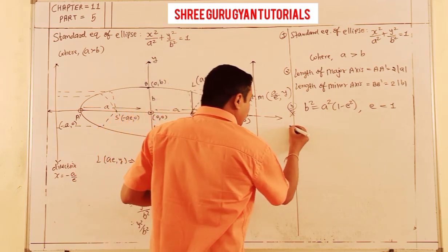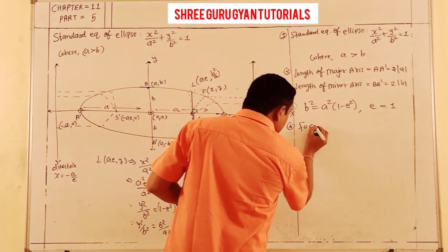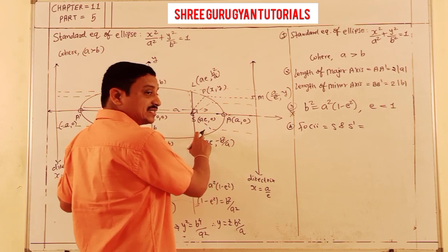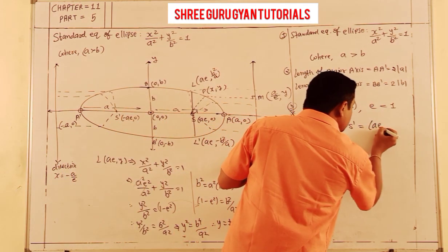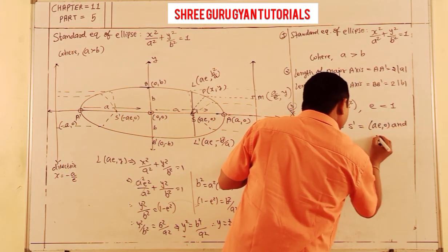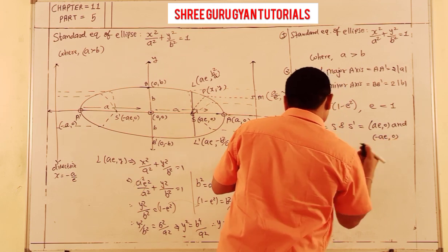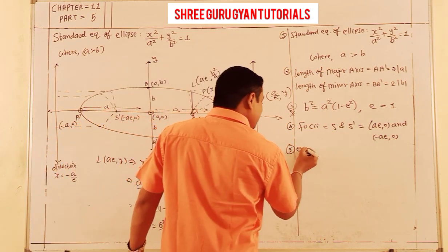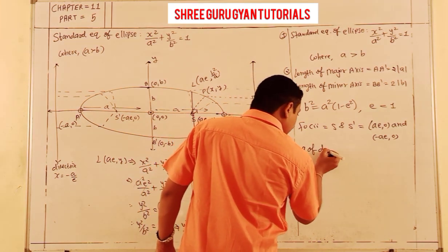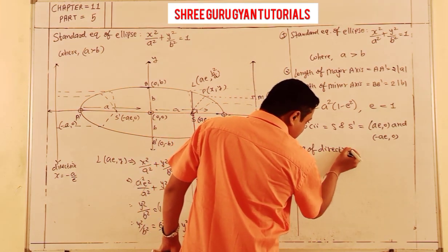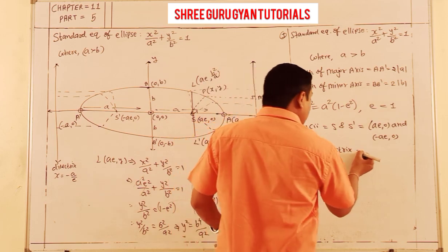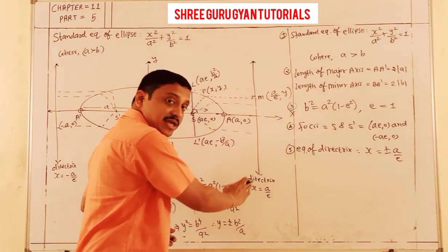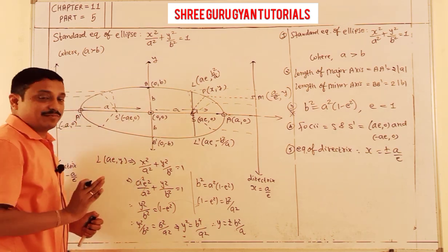Now continue, fourth point. Focus, either foci S and S dash. These are two, S and S dash: ae comma 0 and minus ae comma 0. Fifth, yes, directrix. Equation of directrix, that is your two values, x is equal to plus or minus a by e. This is a by e, second is minus a by e.